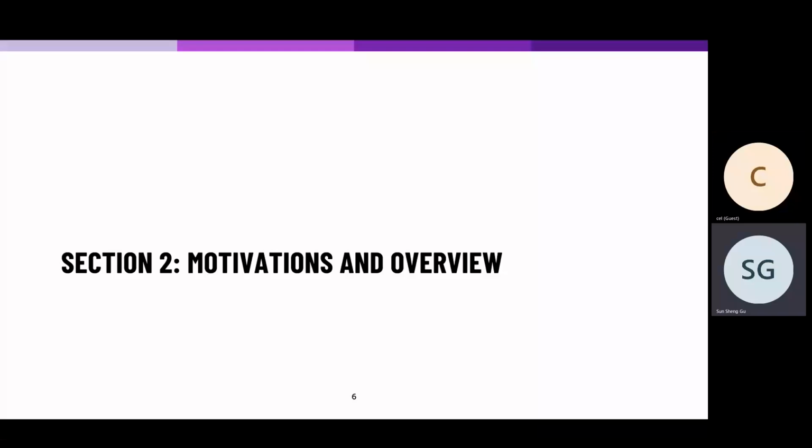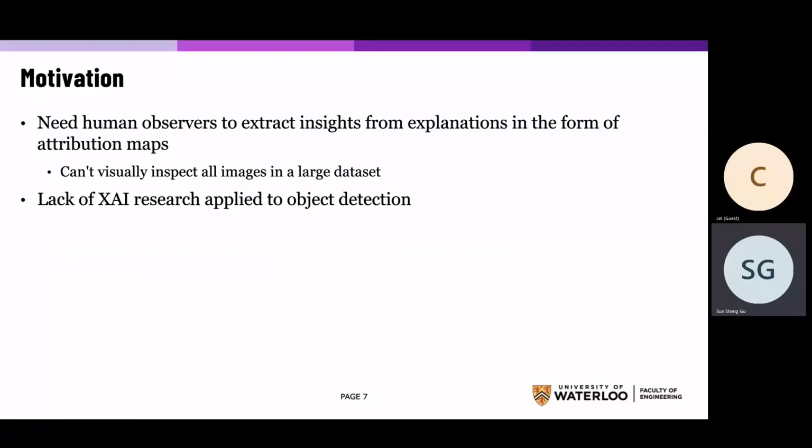Okay, now I'm going to talk about our motivations. So as you can already see, for these sort of explanations, we need human observers to extract insights from them. And it's not really scalable if we are dealing with a very large data set. You cannot expect a human to go through every single image and inspect their visual explanations one by one. So it would be nice to have some sort of quantitative measures based on the explanations, which can allow automatic decision making later on without human labor.